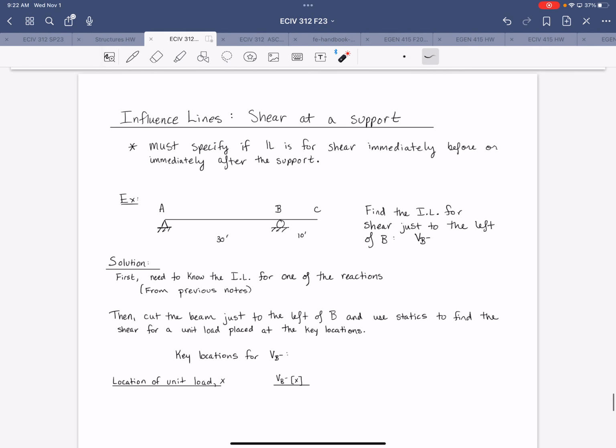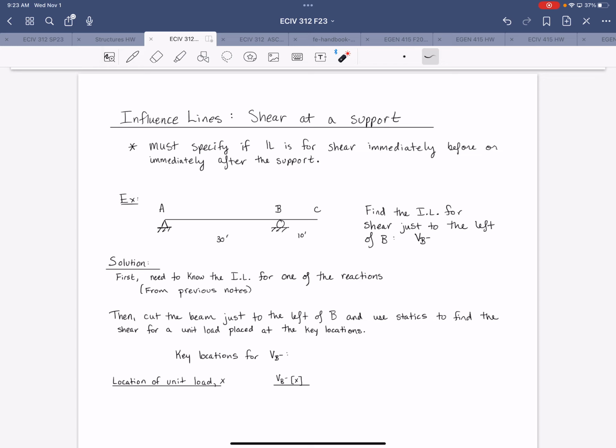And now we're going to continue to focus on shear just because it is the more complex aspect of developing influence lines. Specifically, I want to think about how to draw the influence line for shear at a support. Shear at a support is not really a realistic response to be concerned about because immediately at a support, you have to think about immediately before the support or immediately after the support, internally.